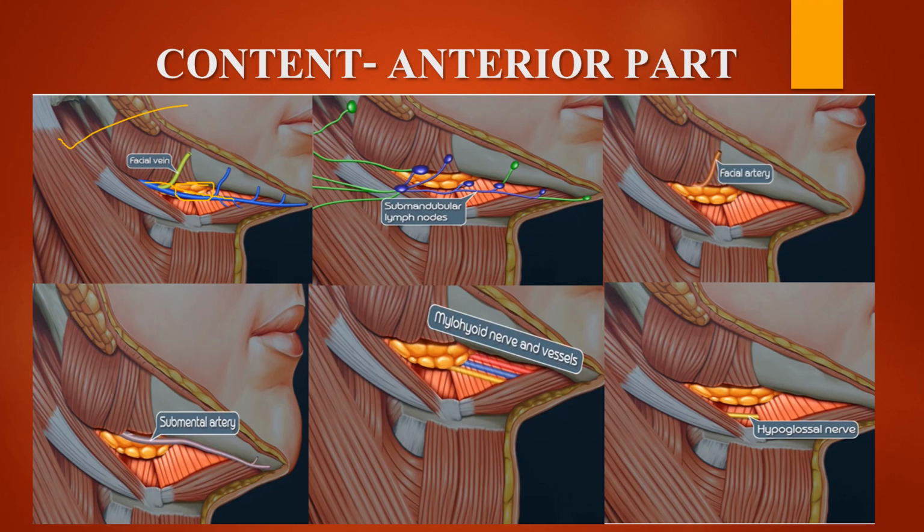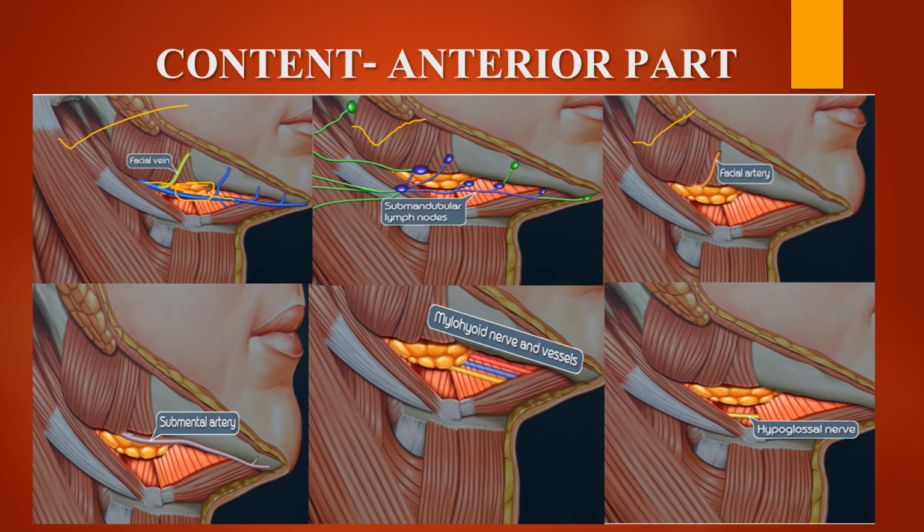The third content will be the submandibular lymph nodes. Submandibular lymph nodes are going to be very important in the clinical aspect, because in any infection of the head and neck, the first node to get infected and swollen will be the submandibular lymph node, because all the lymphatic drainage will be draining into this node only. The third content is going to be the facial artery.